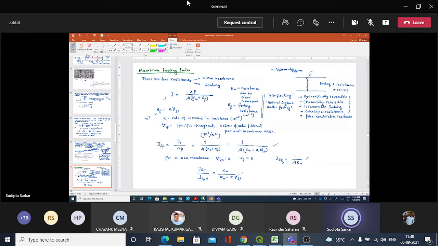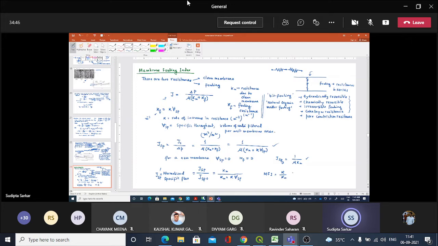Okay, and this is the normalizing agent. So we can say normalized specific flux. And this is known as, let's say, if I write, JSP dash. And membrane fouling index is known as K over Km.